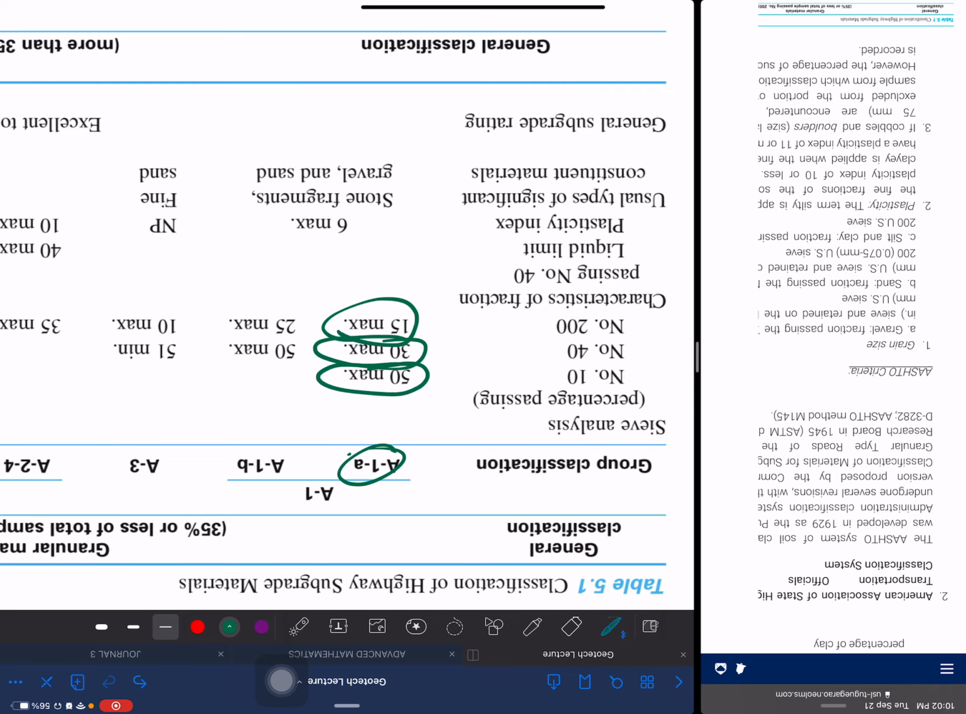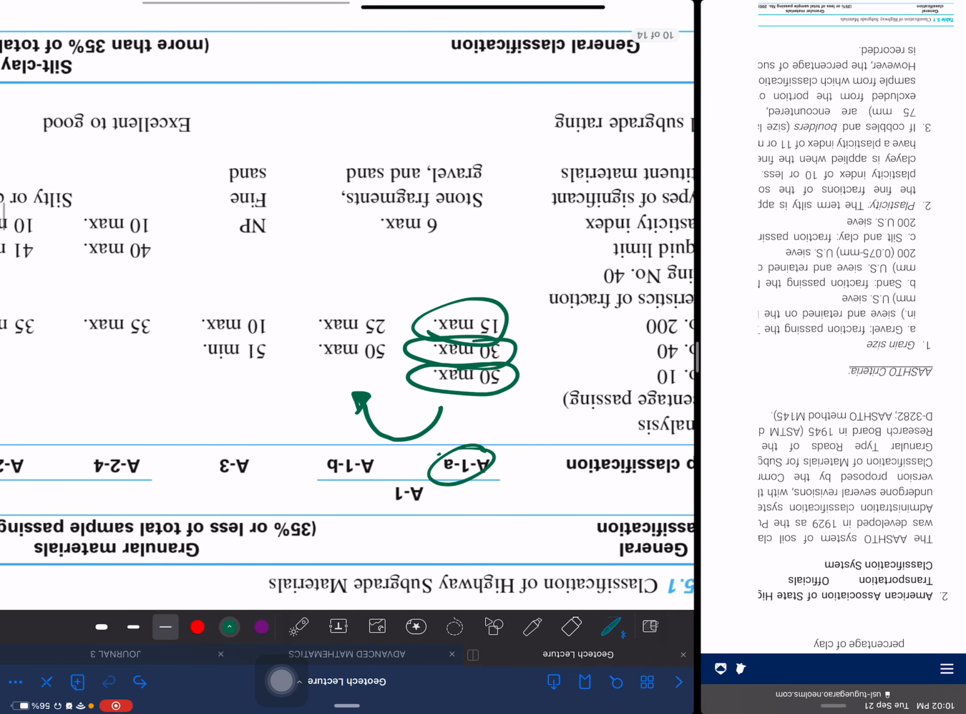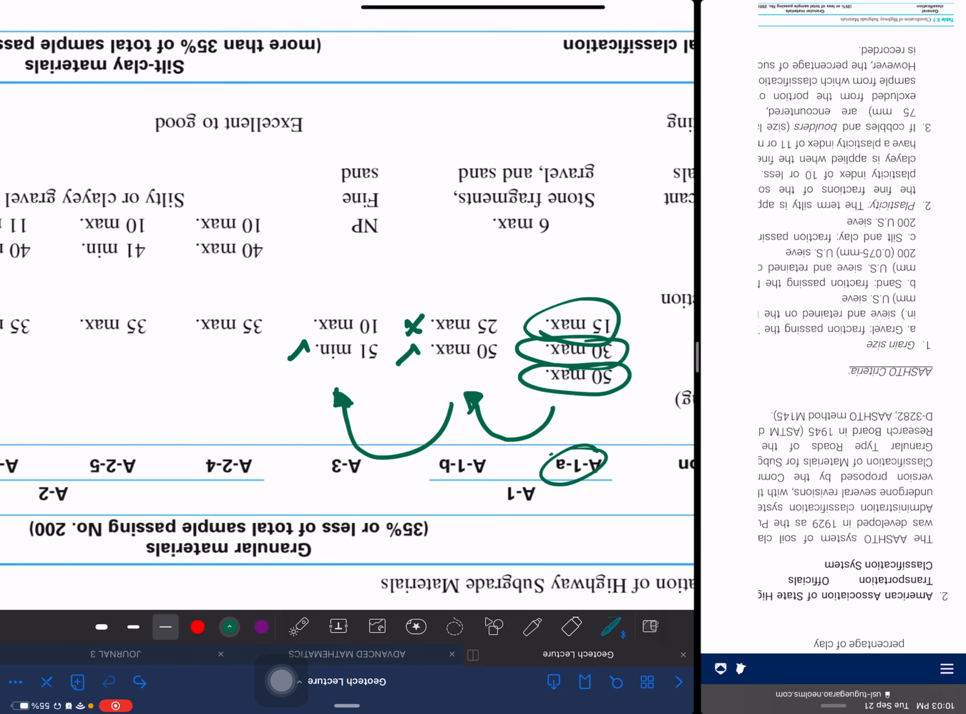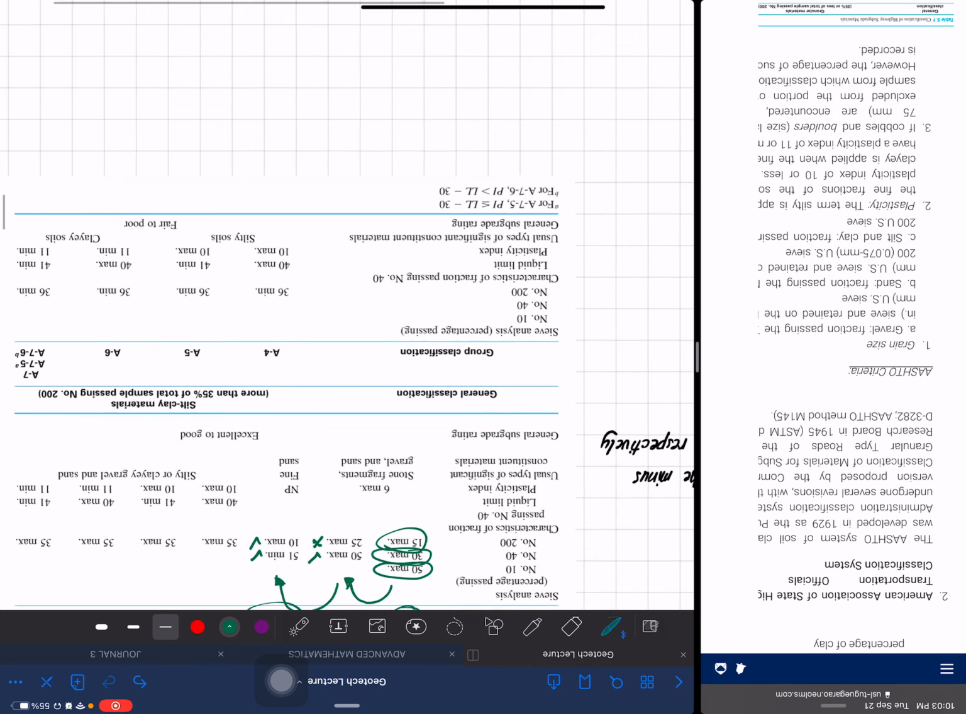Pero kung hindi niya na-satisfy, guys, mag-jump ka sa next na column. Okay? So, for example, na-satisfy niya to sa A1B, sabi doon, 50% daw ang maximum na passing sa number 40. So, nasatisfy niya yon. Pero yung percent passing ng number 200, hindi niya na-satisfy. So, X na yan, mag-jump ka na sa susunod na column. Okay, so check mo ulit kung na-satisfy niya to at saka ito. Kung na-satisfy niya yan, mag-stop ka na mag-read guys. Huwag ka na mag-jump ng ibang column. Ito na mismo yung soil classification mo. Okay, ganun lang yun.